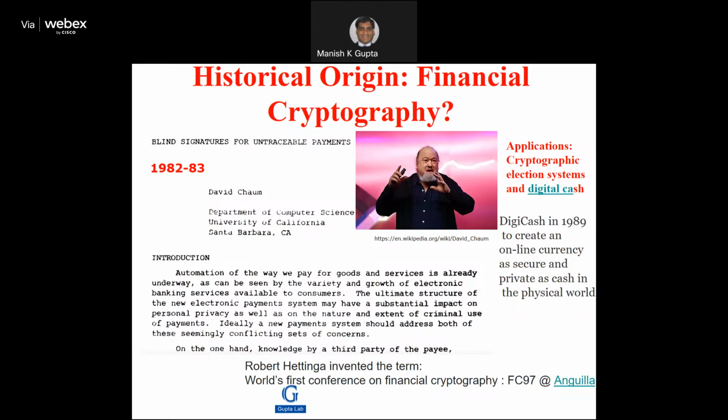The term financial cryptography was first used by Robert Hettinga in the conference Financial Cryptography in 97, right? So basically, you will see that I would say this area is going to change the future of everything, because even after the discovery of Bitcoin and blockchain technology, it is still evolving and settling down in different directions and so on and so forth.